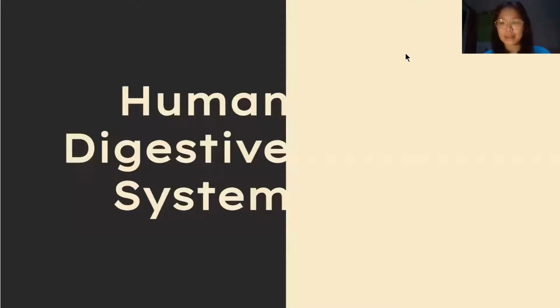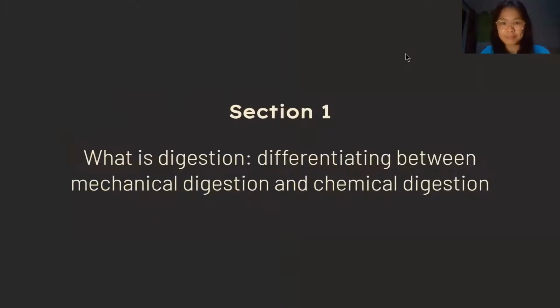So yeah, today we'll be discussing the human digestive system. We'll be breaking this up into three parts. The first section, we'll be discussing the differentiation between mechanical and chemical digestion. The digestive system is one of the 11 major organ systems that serve the main role of breaking down the food we eat through these two means.